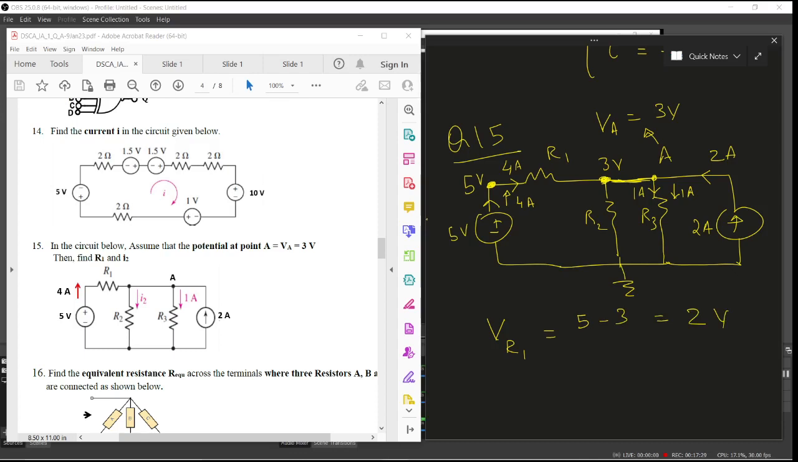Now 2 volt is the voltage across R1 and 4 ampere is flowing through that. So V is equal to IR. We know that. Now we know the value of I and we know the value of V. V is 2 volt and the current flowing through this is 4 ampere. Now what is R? V by I. Voltage is 2 divided by I, which is 4 ampere. So this is 0.5 ohms.